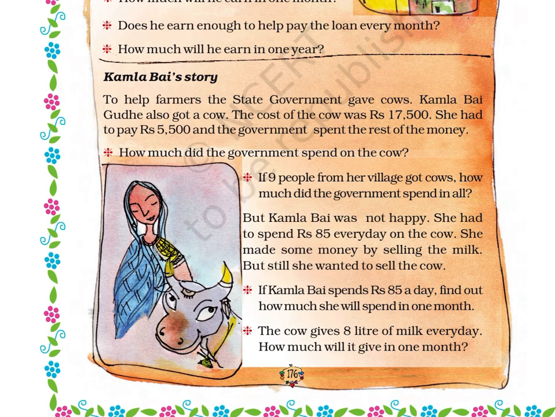But Kamla Bai was not happy. She had to spend rupees 85 every day on the cow. She made some money by selling the milk, but still she wanted to sell the cow. If Kamla Bai spends rupees 85 a day, find out how much she will spend in 1 month. The cow gives 8 liters of milk every day. How much will it give in 1 month?